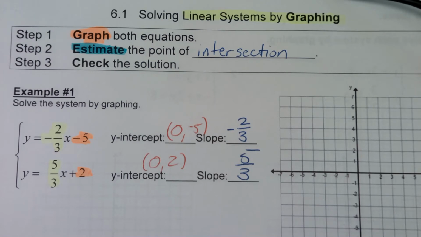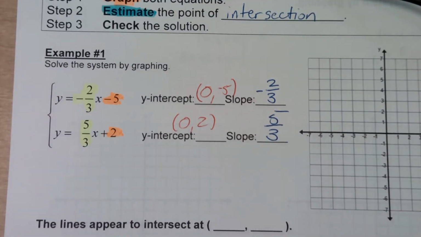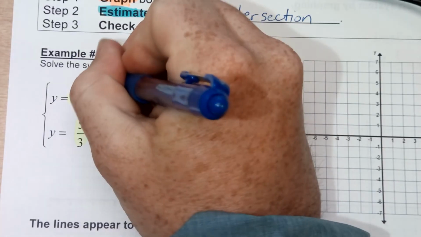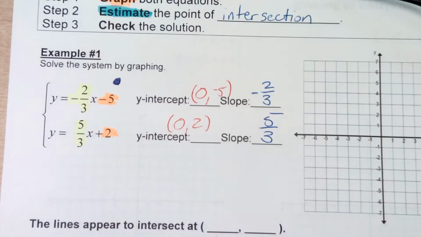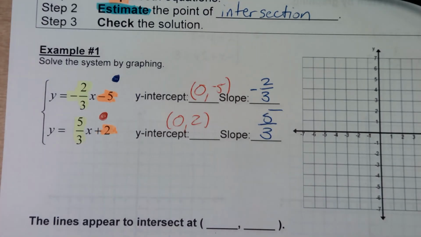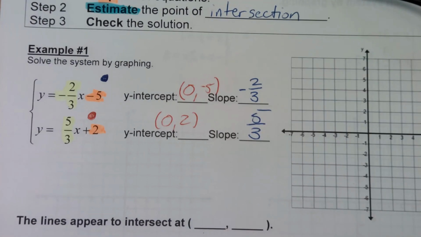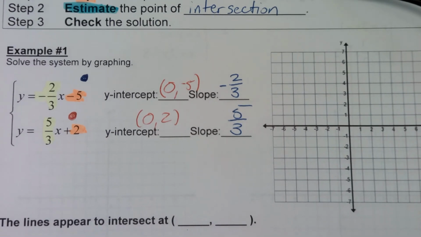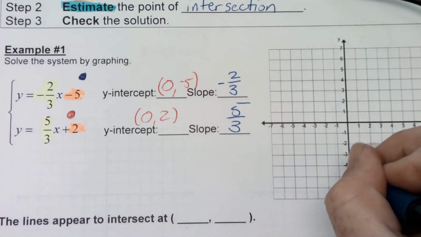The first line that we'll be graphing is y equals negative 2/3 x minus 5. That's this top line here. That tells me to start at the point 0, negative 5, because that's my y-intercept. I'm going to graph these in two different colors. I'm going to graph my first one in blue and my second one in red. So my first line that I'm graphing in blue is this negative 2/3 x minus 5. First I go to minus 5 on my y-axis because that's my y-intercept.